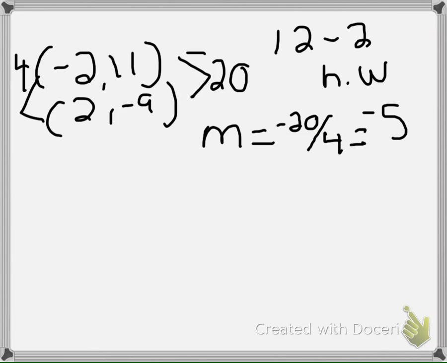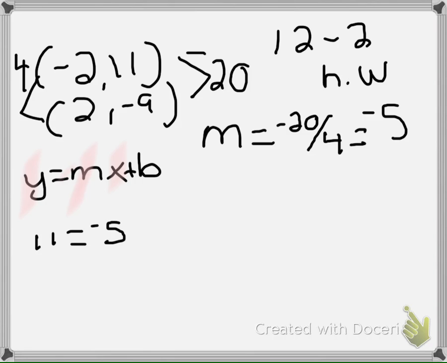Okay, now I have to substitute in three things to y equals mx plus b. I have to substitute in my y, my m that I just found, and an x. Okay, so here I go. For y, I'm going to use this 11 right here. That's a y. For m, I'm going to use the m I found of -5. For x, I used the -2 that goes with the 11. And of course, I'm trying to find b, so I just write plus b.